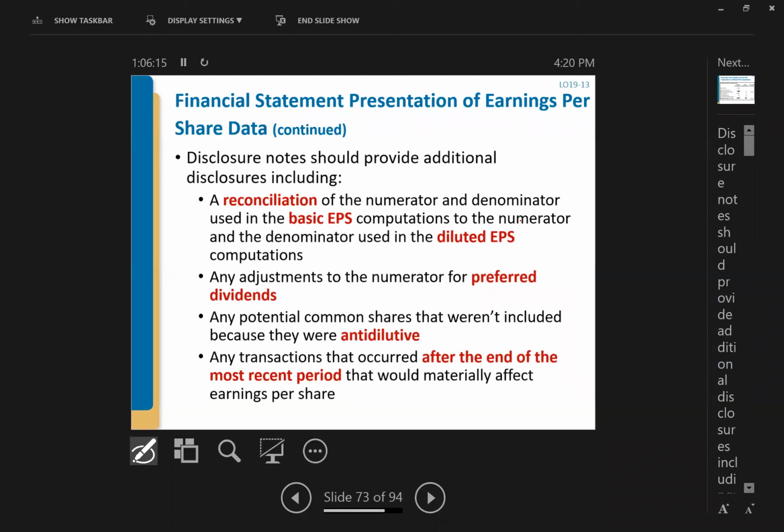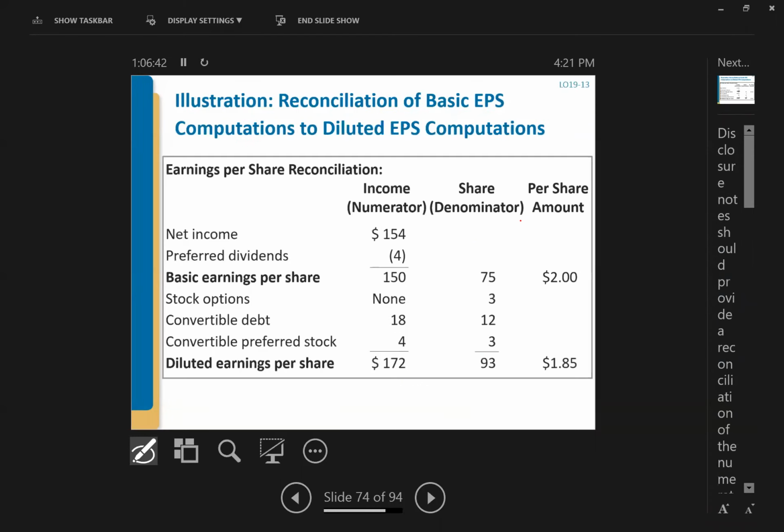Disclosure notes should provide additional disclosure: a reconciliation of the numerator and denominator, similar to the calculations that we've been doing. That includes any adjustments to the numerator for preferred dividends, any potential common shares that were not included because they were anti-dilutive, and any transactions that occurred after the end of the most recent period, so after year end, that would materially impact your earnings per share. And so here is a reconciliation of basic earnings per share to diluted.